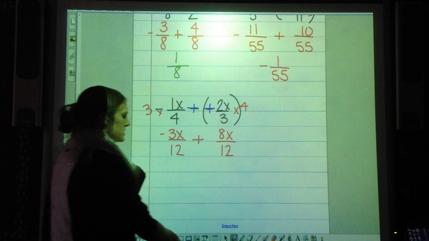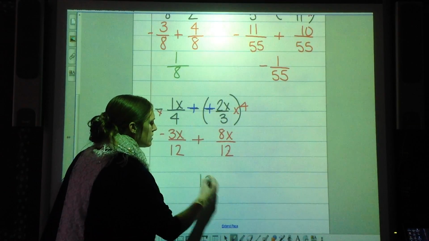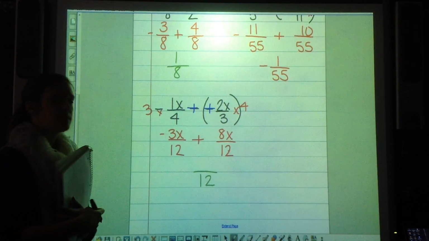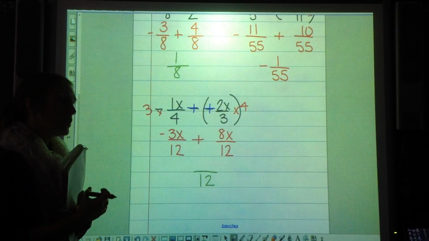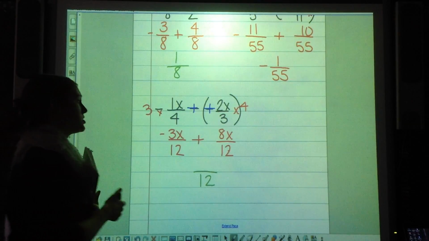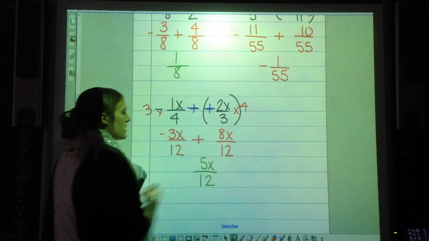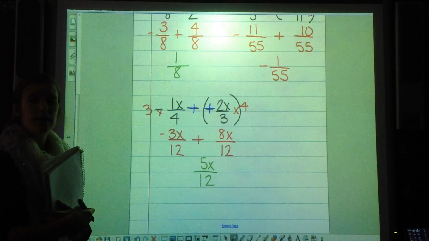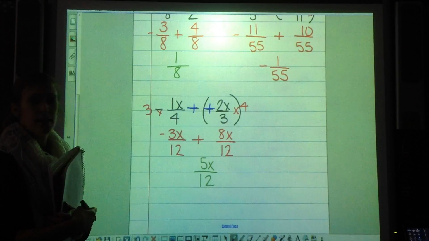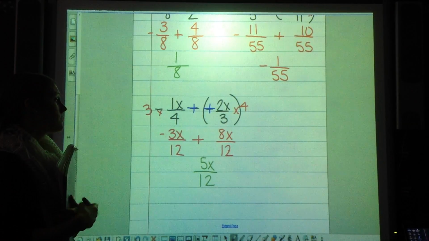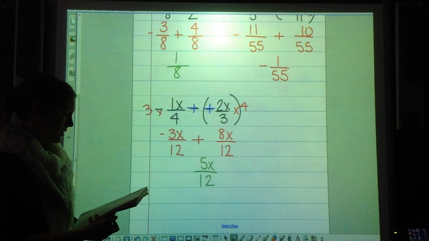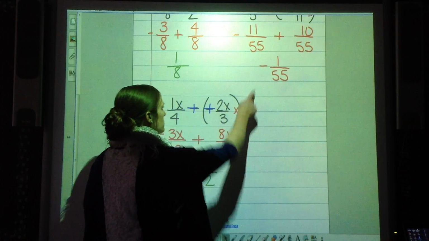Now that I have a common denominator, I can combine the numerators. And this is just combining like terms. Again, you just work with the coefficients. Negative 3 plus 8 is 5, and the x follows. You don't add any exponents because we're not multiplying exponents, so the variable stays the same. Let's try another one of those.